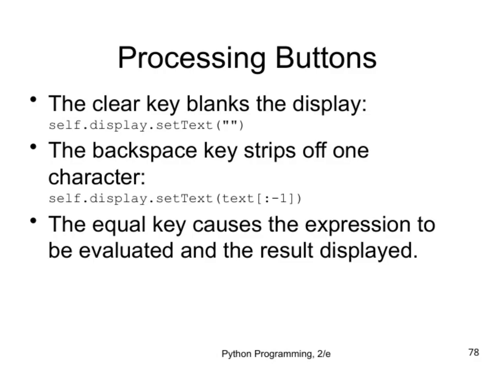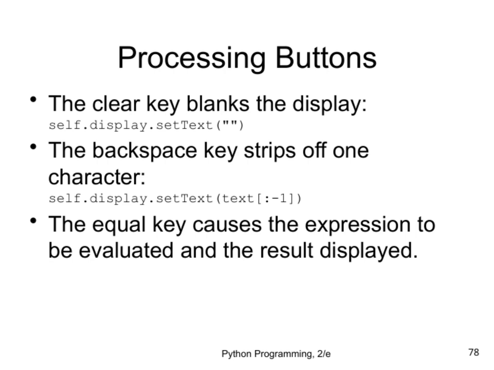Now let's look at some key buttons and how they work in our simple calculator interface. First, the clear key, which is quite straightforward. It resets the display by setting the text to an empty string. So when you press clear, the display is blank again, ready for new input.